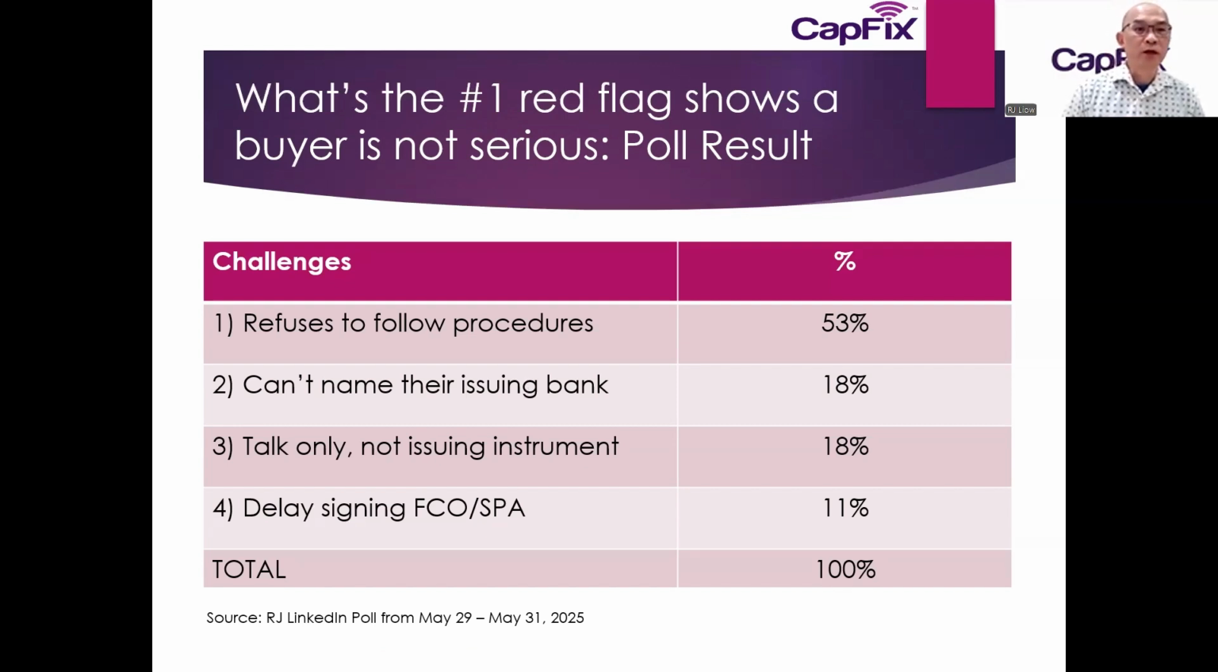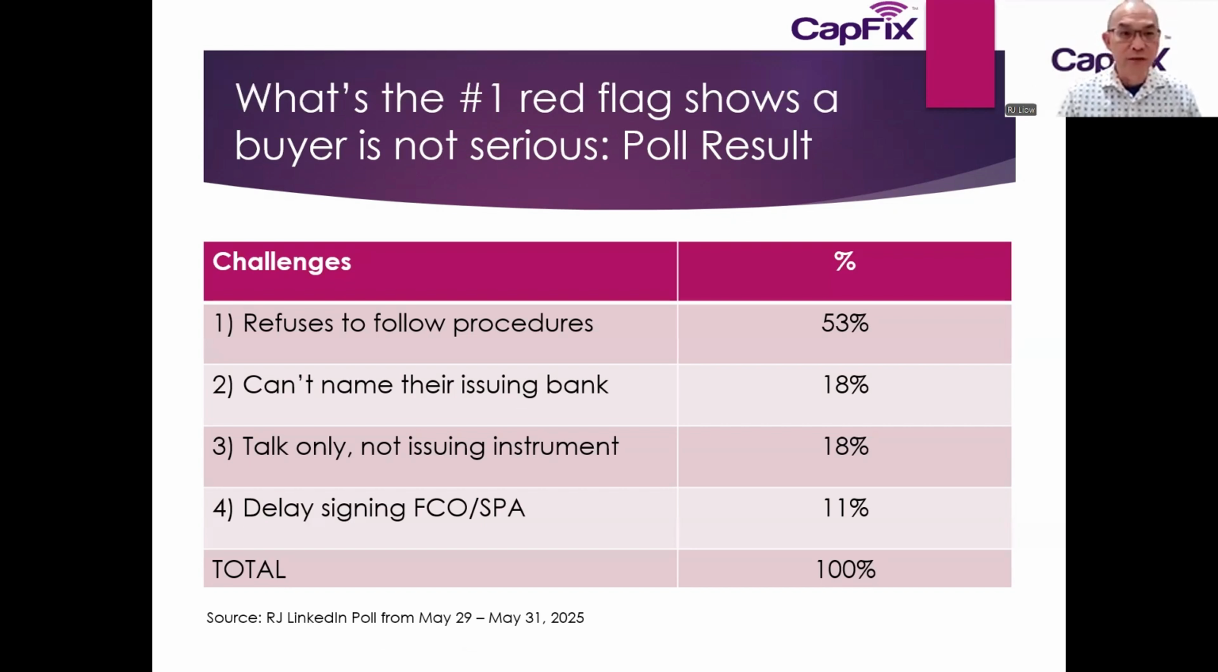The second one, we had a joint number 2 and 3, both at 18%, right? When we ask the intermediary or the buyer to name the issuing bank for issuing the instruments, if they cannot name it, most likely they are not serious. They are most likely just fishing for prices, right? Or they just keep talking but never issue the instrument, even after signing the SPA. For many reasons, maybe they do not have the ability to issue the instrument in the first place. And some of them just want to have your SPA to do their other objective, maybe to get financing from somewhere else. And number four, 11%, will be the delay in signing the FCO and SPA.